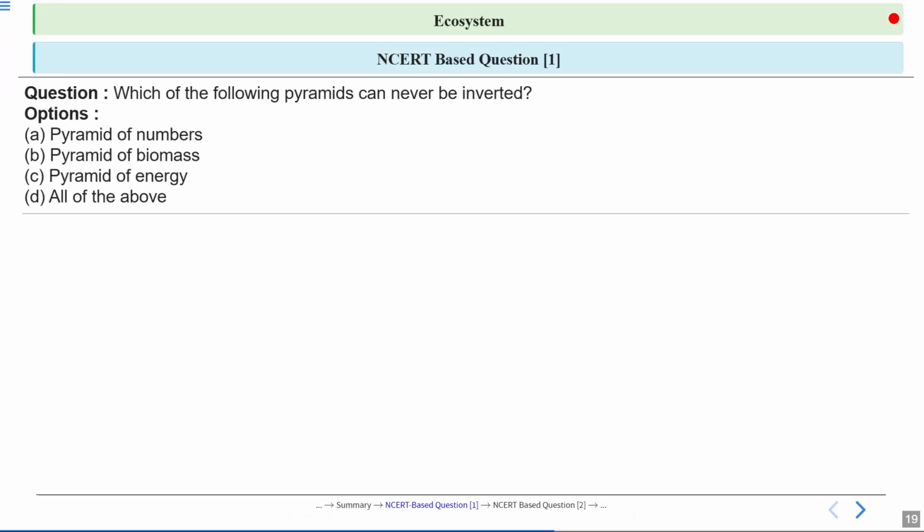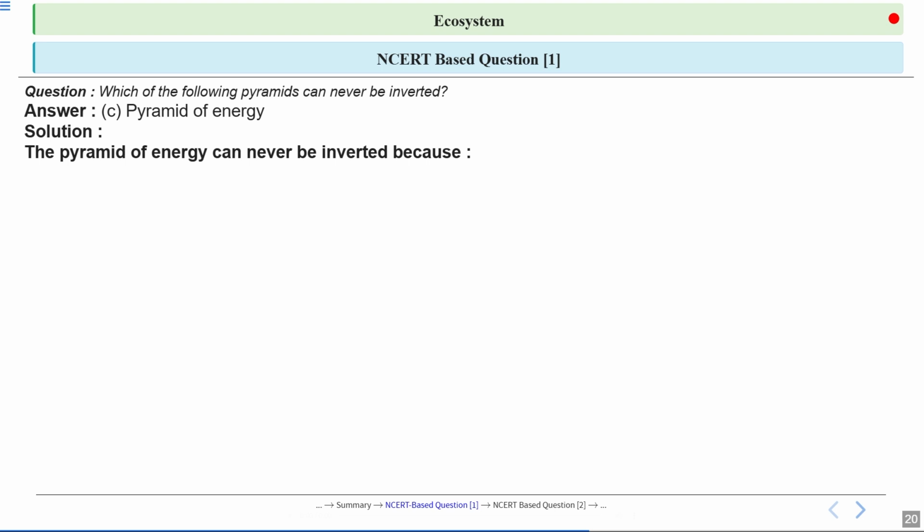Now let's discuss some NCERT-based questions. The first question is, which of the following pyramids can never be inverted? Meaning it will always be upright. The options are pyramid of number, pyramid of biomass, pyramid of energy, and all of the above. What will be the correct answer? Let's have a look at the answer. Option C, pyramid of energy, is the correct answer.